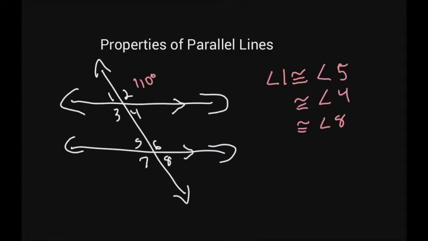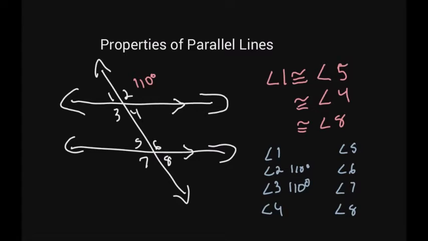Alright, so I'm saying angle 2 there is 110 degrees. So we can figure out the measure of every angle based on that one measurement. So angle 2 is given, it's 110 degrees. Angle 3 is vertical, so it's going to be the same, 110 degrees. Angle 6 is alternate interior to 3, so angle 6 is going to be 110 degrees. And angle 7 is alternate exterior, so it's also going to be 110 degrees.